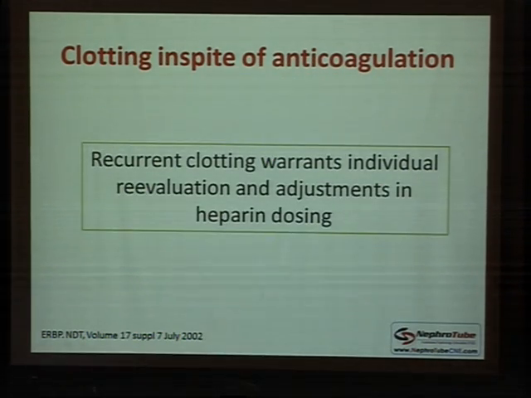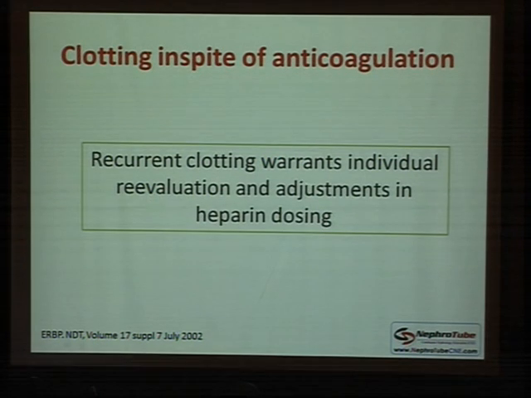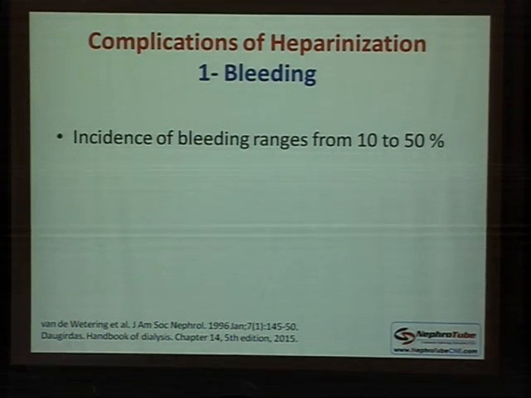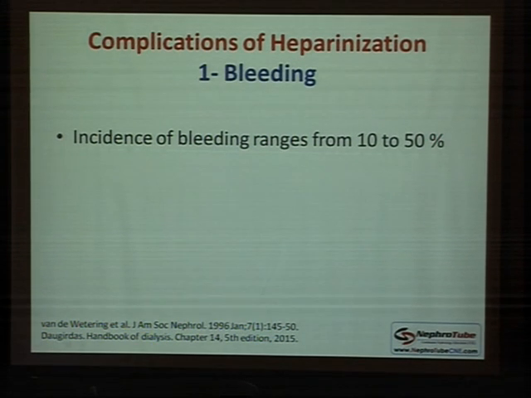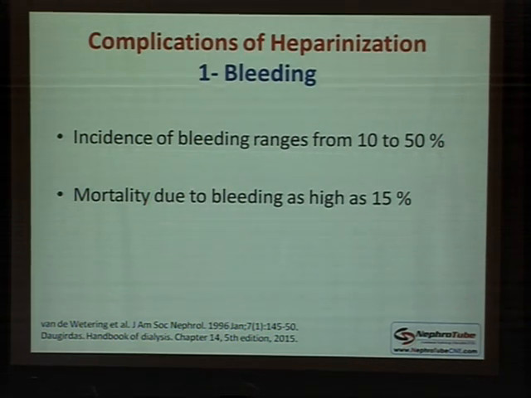Okay. But if there is recurrent clotting and I excluded all other causes, we have to readjust and re-evaluate all our heparin dose. What are the main complications of heparinization? First of all is bleeding. Incidence of bleeding is about 10 to 50%. Mortality due to bleeding is as high as 15%.